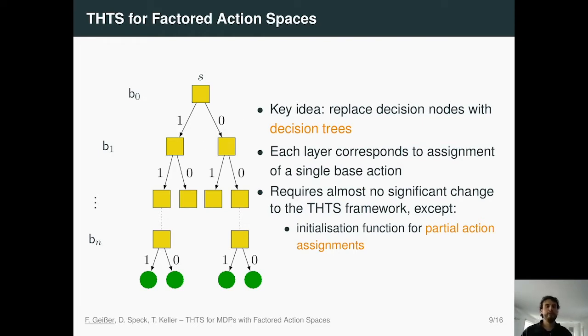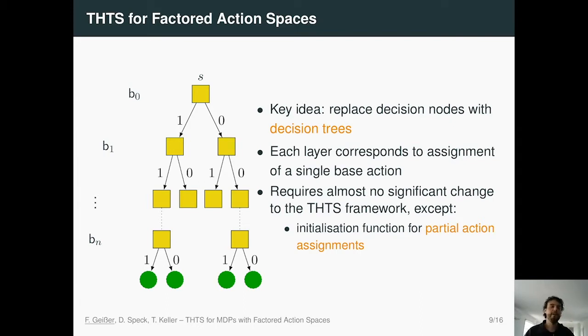And a really useful property of this representation with decision node trees is that it requires almost no change to the THTS framework, because we still visit decision nodes, we still visit chance nodes. The only thing that changes now is that instead of having a single decision node, now we have multiple decision nodes in a row until we visit a chance node.